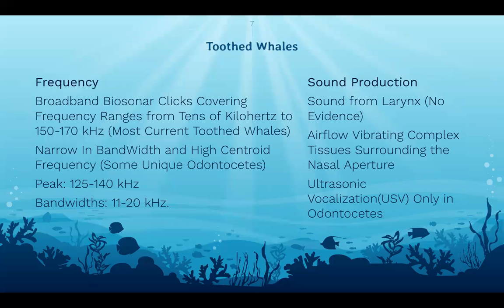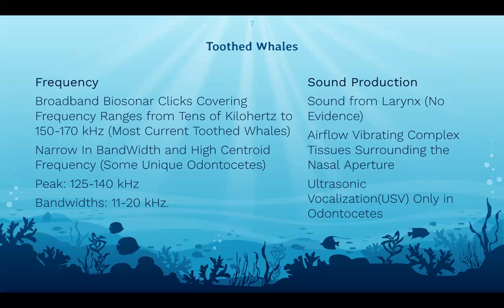Just like what I have mentioned, most toothed whales have broadband sound clicks ranging from tens of kilohertz to 150 and 170 kilohertz. However, some unique individuals have narrow bandwidth and high central frequency, whose peak might be at 125 to 140 kilohertz, and the bandwidth might be 11 to 20 kilohertz. This particularity could also explain why some whales have distinctive dialects.